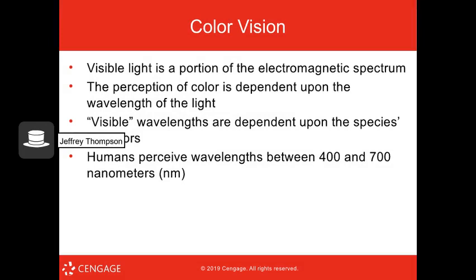So visible light is a portion of the electromagnetic spectrum. This includes more than just the colors that we see. It also includes ultraviolet, infrared, X-rays, radio waves. Those visible wavelengths are dependent on our receptors, what our receptors will respond to. So different species are going to respond to different wavelengths, right? We perceive wavelengths between 400 and 700 nanometers.